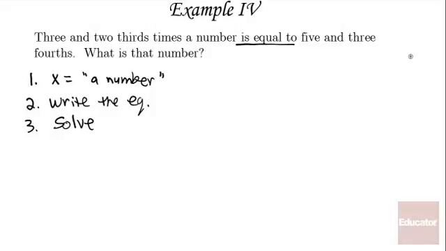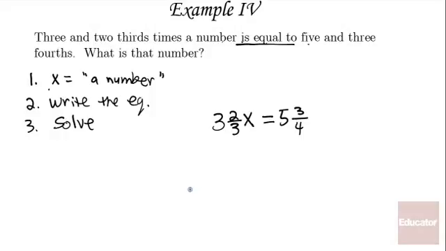3 2/3 times a number. 3 2/3, and this is times. So I need to multiply times a number. And we said that the number is going to be represented by x. So 3 2/3 x equals 5 3/4. Before I go on to solve an equation, I always go back and double check. 3 2/3 times the number, so times x, is equal to, so equals 5 3/4.